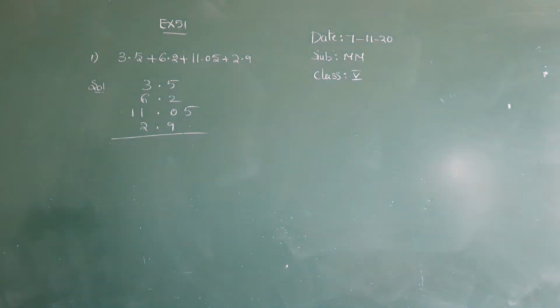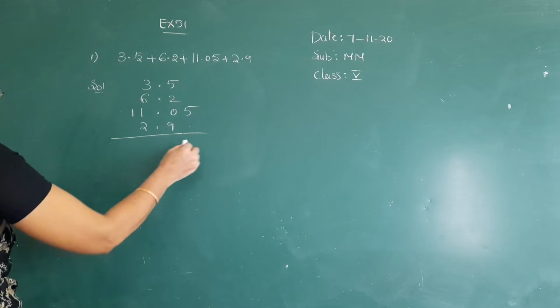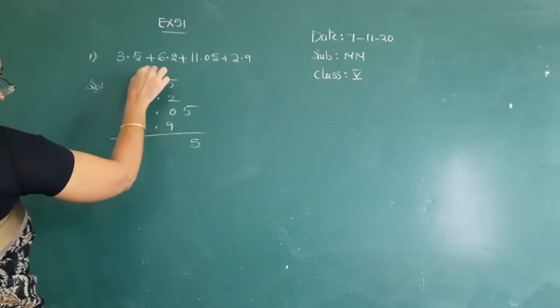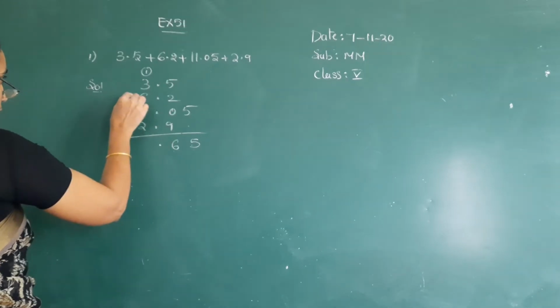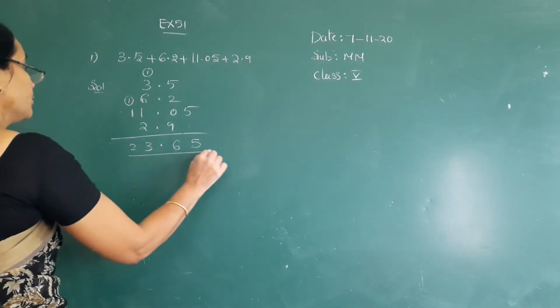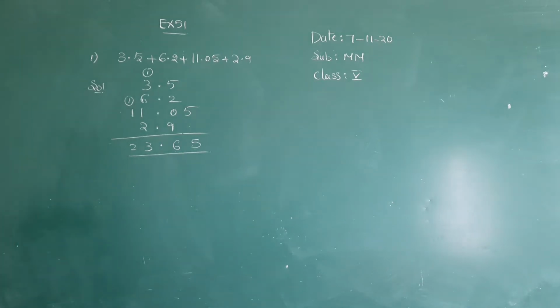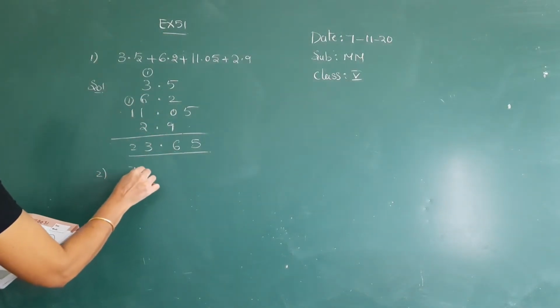You have to write down the whole parts. 5, 16. So 12, 13, 23.65. So first you have to write decimal under decimal, and you have to keep point under point and arrange the points. See the second problem.